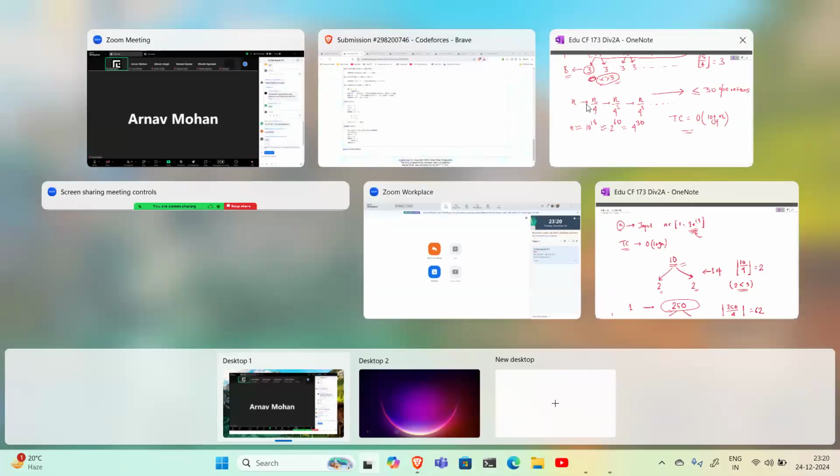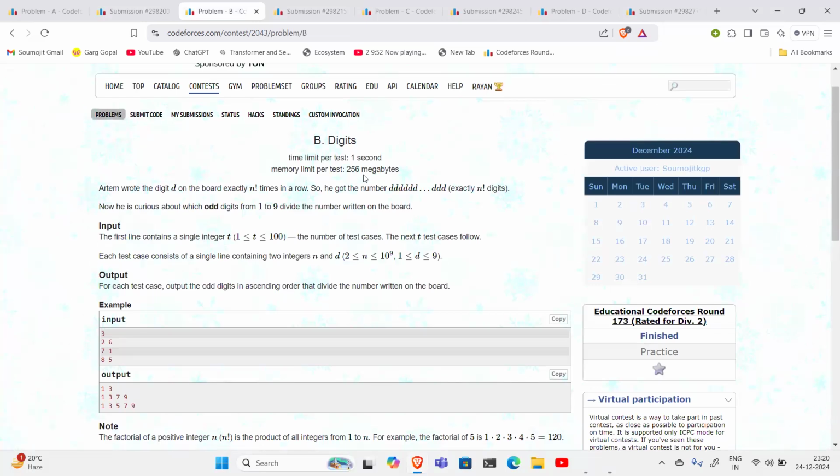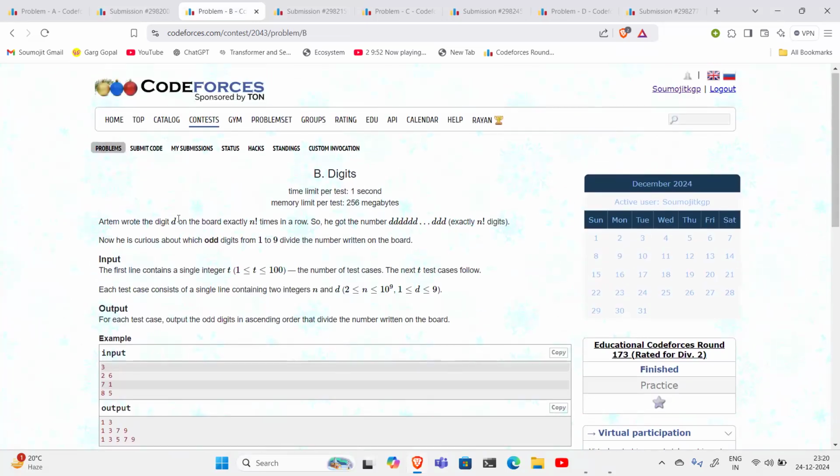Okay, great. So let me quickly start explaining problem B now. So here is the problem B. It says that Artem wrote the digit D on the board exactly n factorial times in a row. So he got the number D D D D D exactly n factorial times. Now he is curious about which odd digits from 1 to 9 divide the number written on the board.